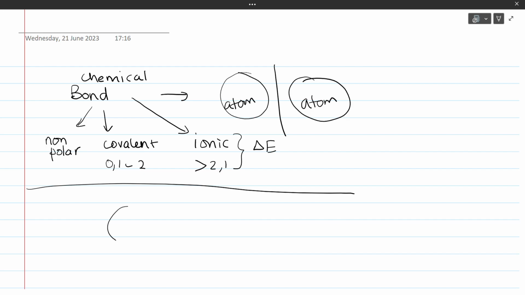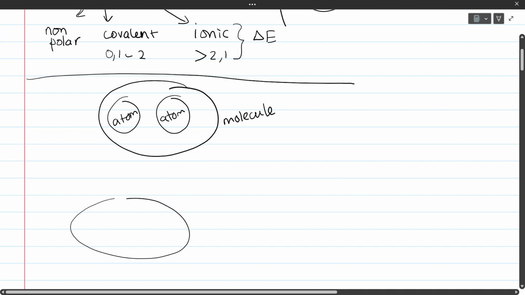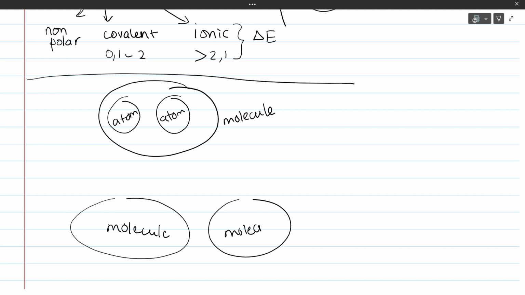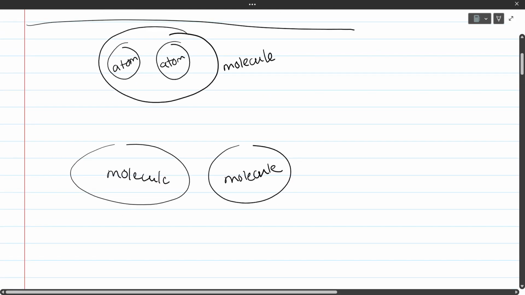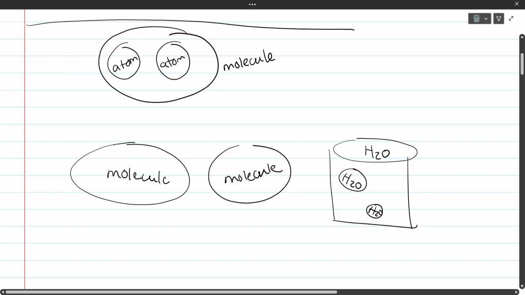Now we're talking about when we have atom 1 and atom 2 coming together, we understand that this is a molecule. And now what we want to focus on is if I've got a molecule here and another molecule here, so you can imagine a glass or a jar with all of these molecules together. A good example would be water, H2O. You've got all of these H2O molecules in the glass. And what we want to understand is, inside of this glass, what forces or what type of bond do we have holding the molecules together?